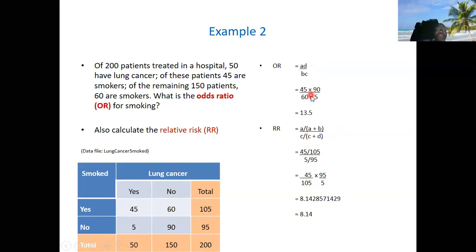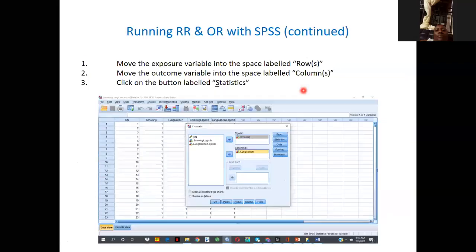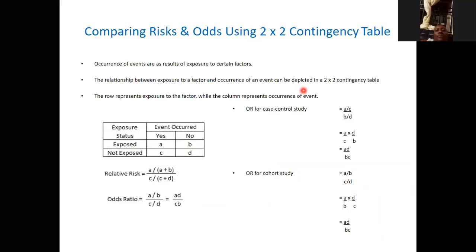If you put it together, that 45 is A. That 90 is D. This 5 is C. This 60 is B. That's why the odds ratio is AD over BC. It's just a shortcut. By the time people solve it mathematically, they arrive at what they call the cross product. You see a slide that is showing the logic. Now, we'll quickly go to the interpretation.